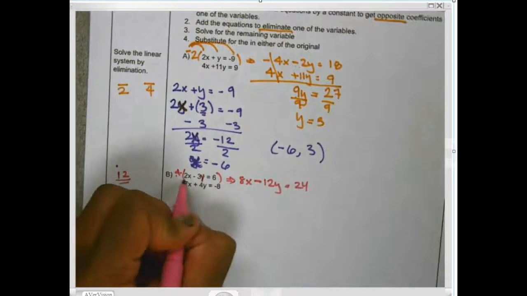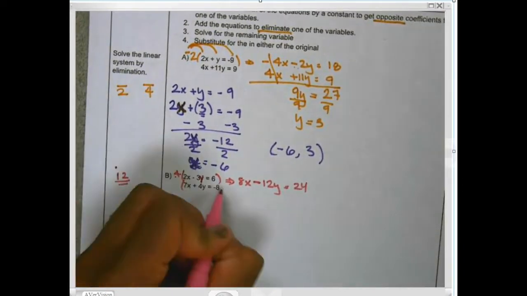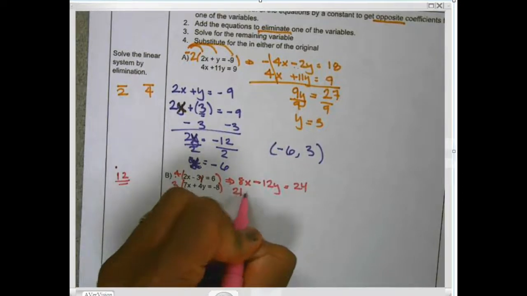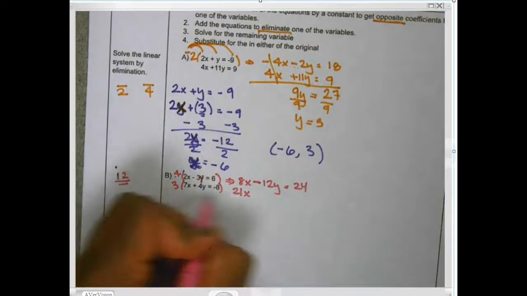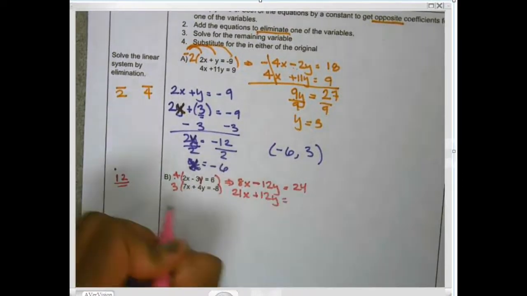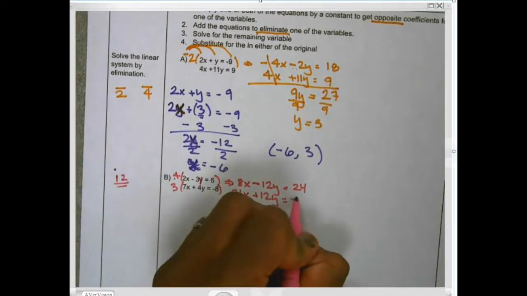And then what do I have to multiply 4 by to get to that 12? 3. So I get 21x, that's a big number, but we're not freaking out. 3 times 4y, plus 12y, equals 3 times negative 8, negative 24.